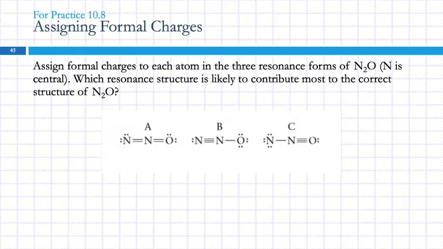Assign formal charges to each atom in the 3 resonance forms of N2O. N is central. So we would not expect you to draw that with N in the middle. So we tell you N is central. Which resonance structure is likely to contribute most to the correct structure? Well, what does that mean?